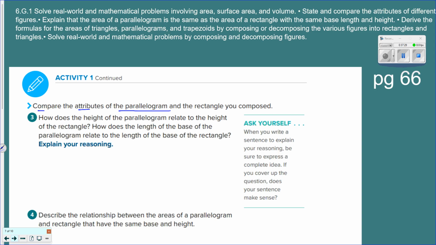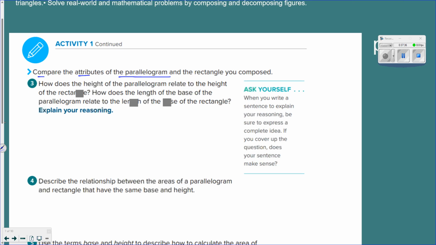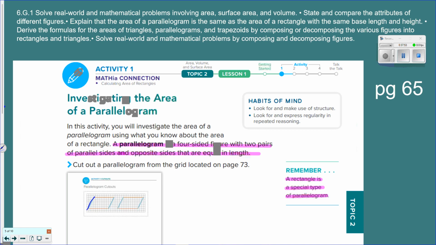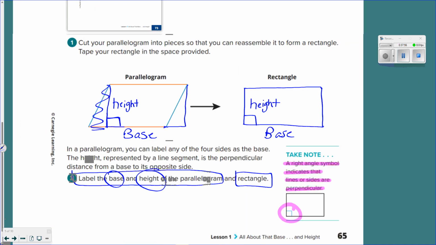How does the height of the parallelogram relate to the height of the rectangle? And how does the length of the base of the parallelogram relate to the length of the base of the rectangle? So again, we were going back to this page and looking at the parallelogram we started with compared to the rectangle we made. What do we know about the height of the parallelogram related to the height of the rectangle? They're both the same.